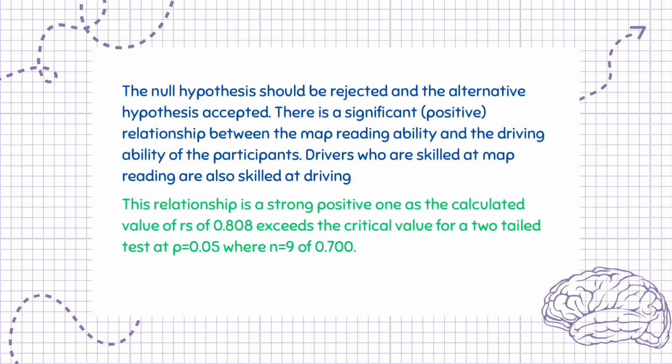The null hypothesis should be rejected and the alternative hypothesis accepted. There is a significant, positive, relationship between the map reading ability and the driving ability of the participants. Drivers who are skilled at map reading are also skilled at driving. This relationship is a strong positive one, as the calculated value of rs of 0.808 exceeds the critical value for a two-tailed test at p equals 0.05 where n equals 9 of 0.700.